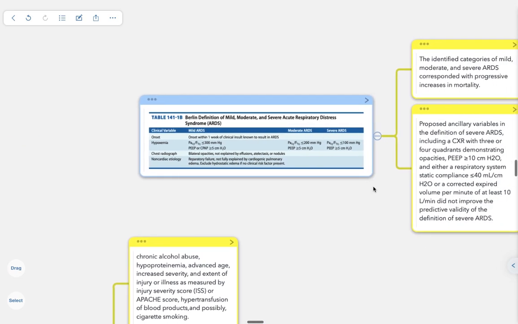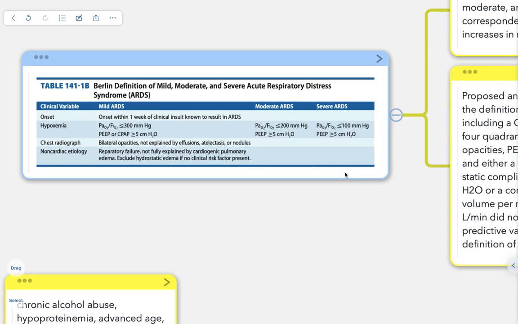Coming to the Berlin definition, which was later derived from all these observations, the onset in ARDS is within 1 week of the clinical insult known to result in ARDS. Secondly, the hypoxemia was less than or equal to 300 at a PEEP or a CPAP of more than or equal to 5 centimeters of water. The chest radiography showed bilateral opacities which were not explained by effusion, nodules, or atelectasis, and there was a non-cardiac etiology, that is, a respiratory failure which was not fully explained by cardiogenic pulmonary edema, and you have to exclude hydrostatic edema if no clinical risk factor is present.